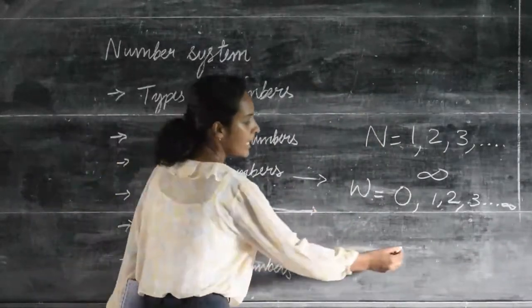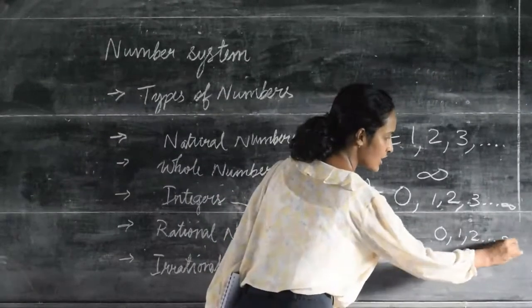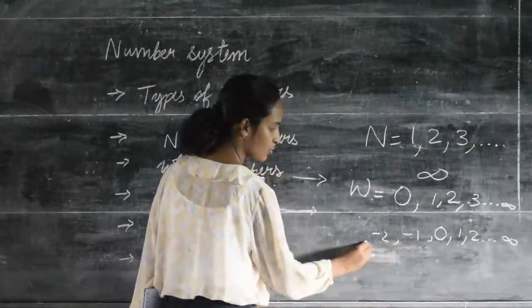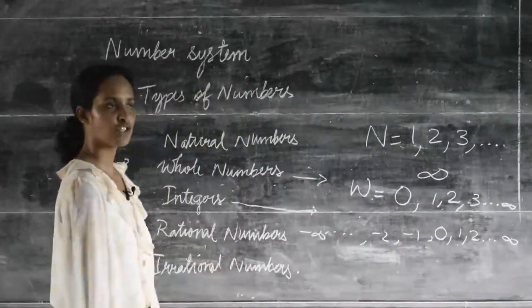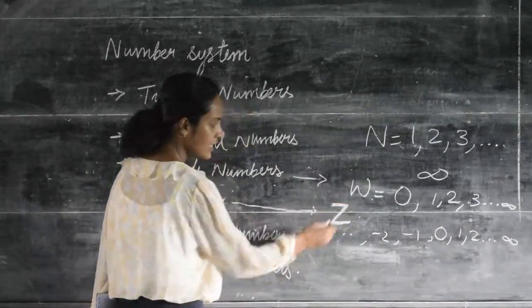Now the next type of numbers is integers. Integers, as we know, are a set where we have all the whole numbers, 1, 2, 3, etc. till infinity, and we have the negative numbers, which are -1, -2, -3, etc. till minus infinity, right? And integers are represented by the letter Z, right?